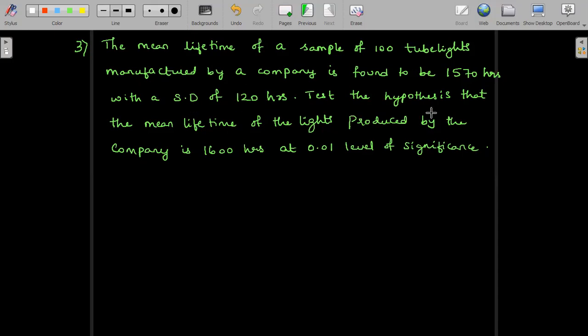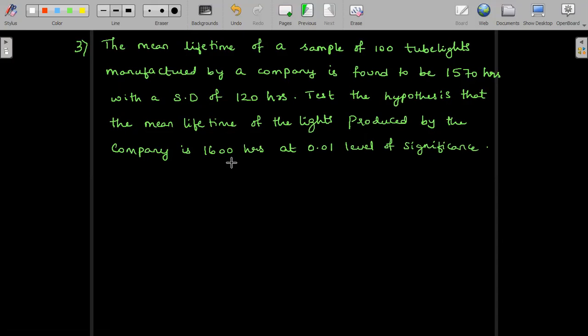We need to test the hypothesis that the mean lifetime of the lights produced by the company is 1600 hours. And we need to test this hypothesis at 1% level of significance. So while testing the hypothesis, we should assume that mean mu is equal to 1600. Mean mu stands for mean of the population.